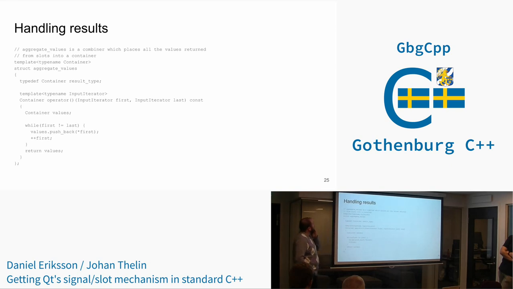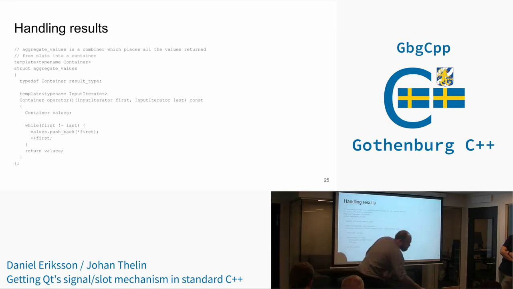Handling the results. When you create your signal, you can put an extra object in there, which is a functor object which takes two input iterators. So when everything is called, it collects all the results. So you have a list, and that list you can go through in this aggregator object from the signal and then do something. In this case, it just prints out the different results. So this is called with begin and end iterators, when the signal has called all the subscribers.